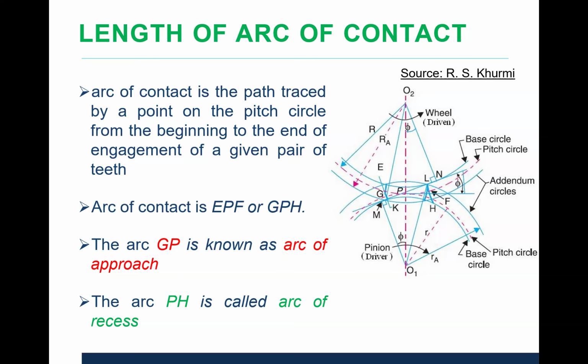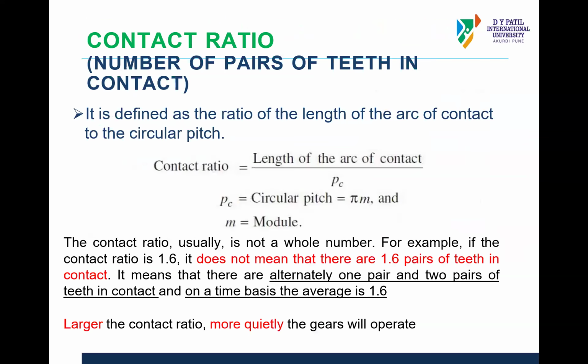Okay. Then next part we have contact ratio. Basically we can calculate contact ratio, the ratio of the number of pairs which are in contact during motion transmission. That ratio we can calculate by considering length of arc of contact upon circular pitch. Already we have discussed how to calculate length of arc of contact with the help of path of contact. Then just divide by circular pitch Pc, that is pi into module, and you get the contact ratio.